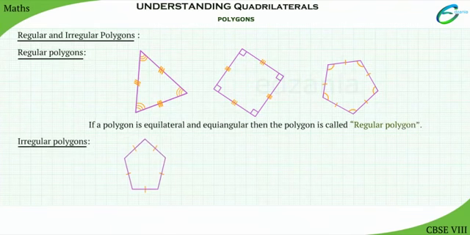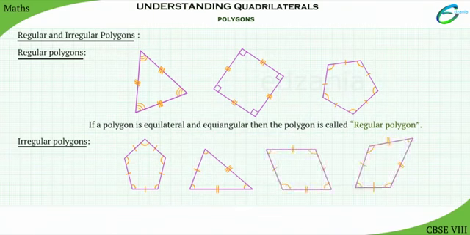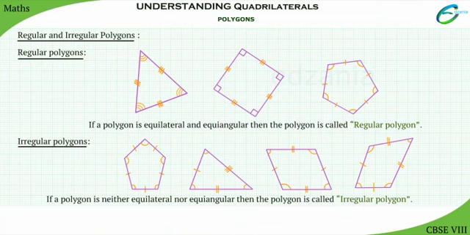In a pentagon, all sides are equal, but all angles are not equal. And in a triangle, no sides and no angles are equal. These polygons are not equilateral and equiangular, so these are called irregular polygons. If a polygon is neither equilateral nor equiangular, then the polygon is called an irregular polygon.